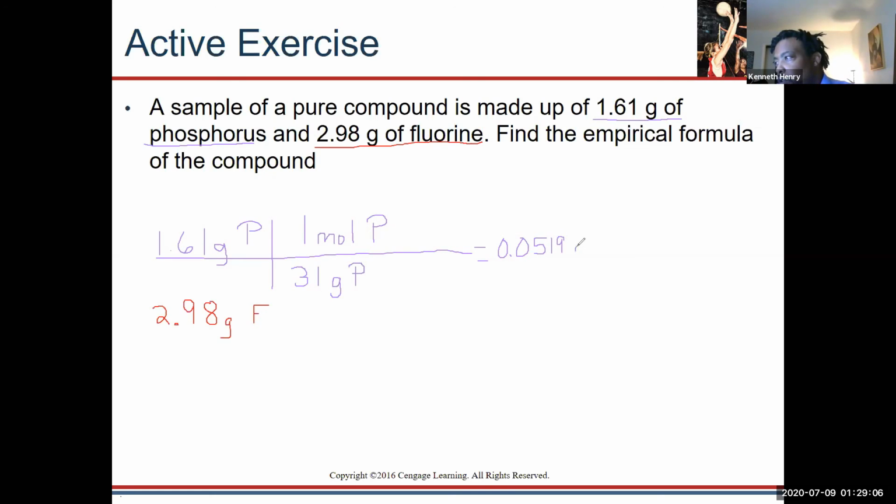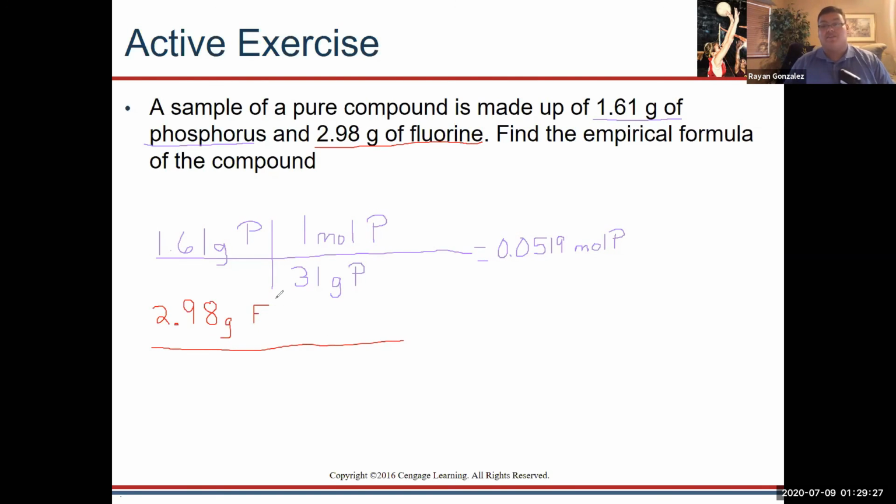And that's moles. Phosphorus. Okay, so what about the fluorine? Fluorine, I believe, is 19. If we want to keep it in whole numbers, we're going to put the 19 at the bottom, 19 grams fluorine. And that also is going to be 1 mole fluorine.